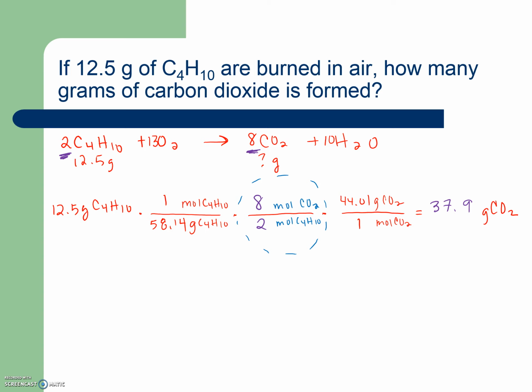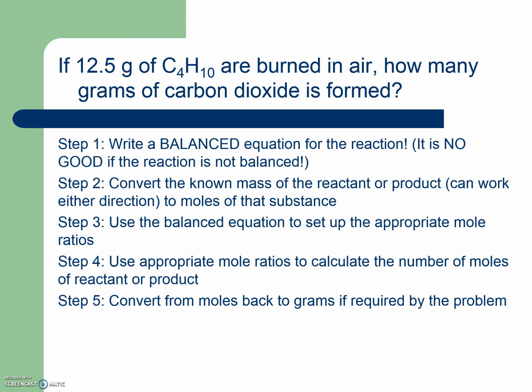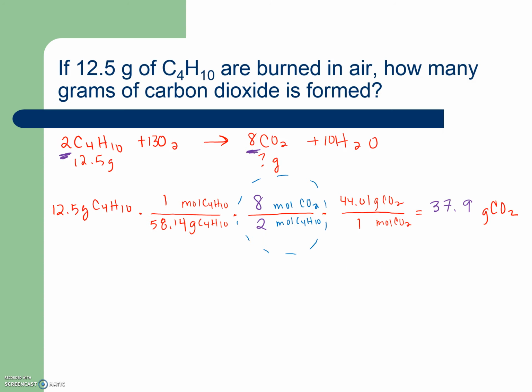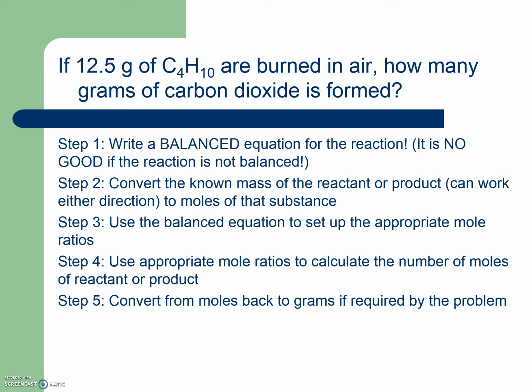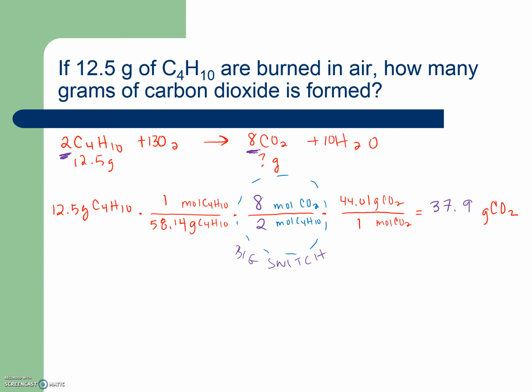So I have now followed all 5 steps here. Okay, I wrote a good balanced equation. I converted the mass of the reactant or product, happens to be reactant, to moles. So here's my grams to moles. I used the balanced equation to set up the appropriate mole ratio. There's my mole ratio in that big switch. Okay, we can call it the big switch because that's where we're switching chemicals. I can use the mole ratios to calculate the number of moles, and then I can convert back to grams. Now, we know how to do particles and liters and all that good stuff.